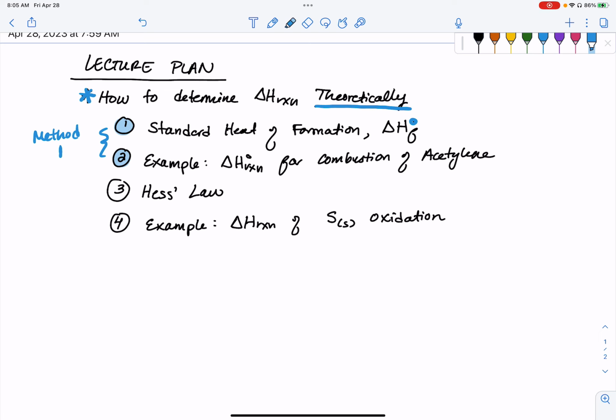And then the second means we have is by applying something called Hess's law. And we will apply Hess's law in an example where we look for the heat of reaction for the oxidation of elemental sulfur. So this is method 2.